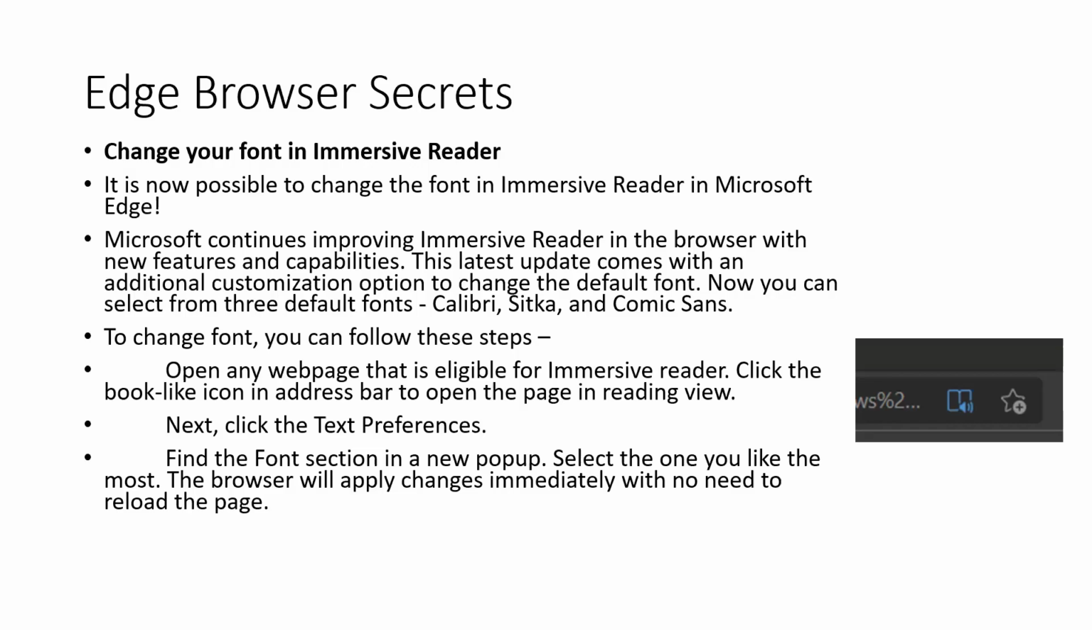To change the font, you can follow these steps. Open any web page that is eligible for Immersive Reader. And as you can see, it's the little book that's to the right of your address bar. And then you click the text preferences. Find the font section in the new pop-up, select one you like most. The browser will apply changes immediately with no page reload.